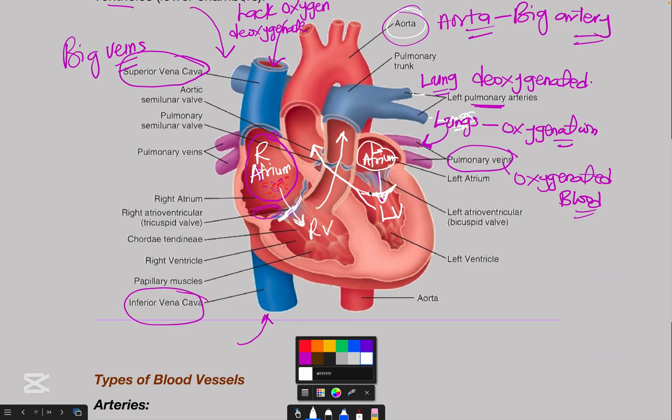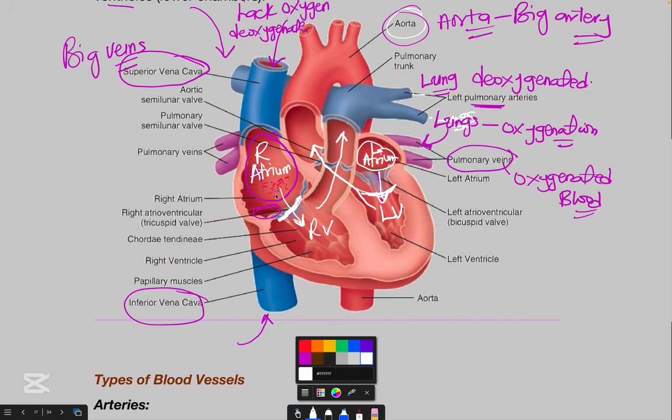Then between the left ventricle and the aorta, there's also what? A valve present there. Are you getting it? Each of these valves ensures that once blood flows from one place to another, it does not flow back. Like the blood flowing from the right atrium to the right ventricle, the valve here ensures that it does not flow from the right ventricle back to the right atrium. It allows unidirectional flow of blood.